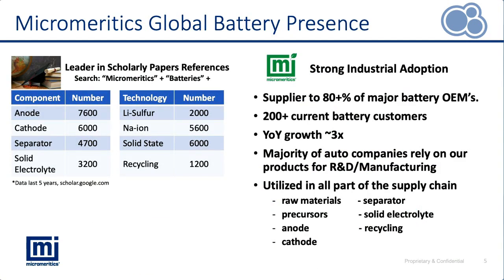Within this market, Micromeritics is already a key leader in this industry. The left-hand side of this graph shows all the different papers and scholarly articles written within Google Scholar. If you search by Micromeritics, batteries, and then one other element like anode, cathode, lithium sulfur, or sodium ion, you find thousands of references to our equipment used in these places.